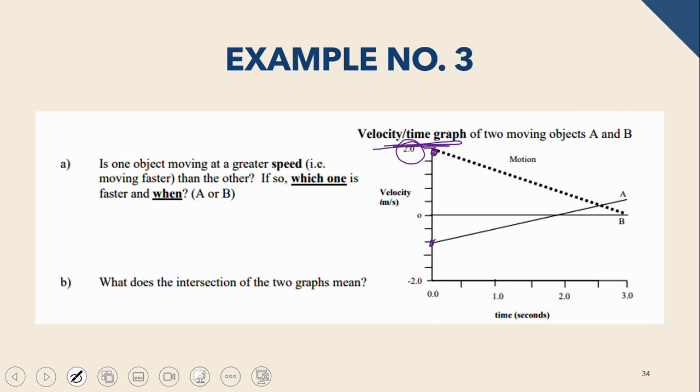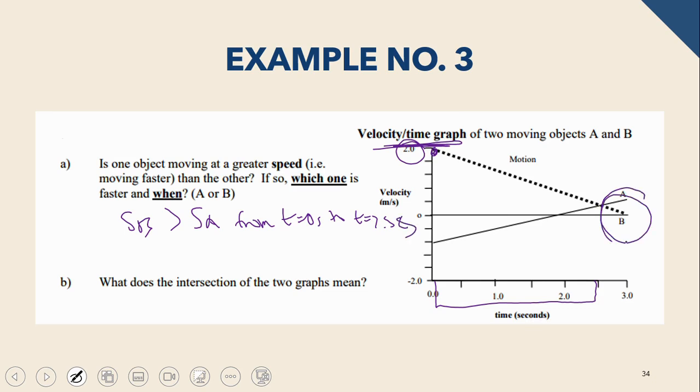Looks like from 0 seconds to 2.5 seconds, line B has a greater magnitude of y value than line A. So it's going to have a greater speed. The speed of B is going to be greater than the speed of A from t equals 0 seconds to t equals 2.5 seconds. But after that, from 2.5 to 3 seconds, in this little section over here, looks like line A has a greater magnitude of y value than line B. So the vice versa is true from t equals 2.5 seconds to t equals 3 seconds.